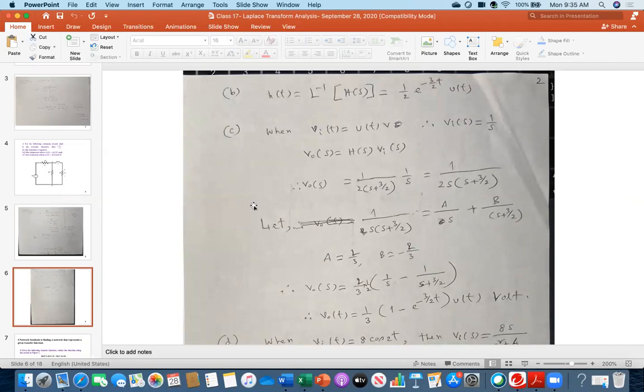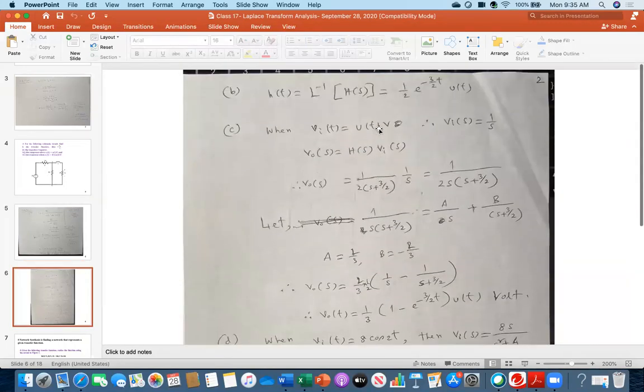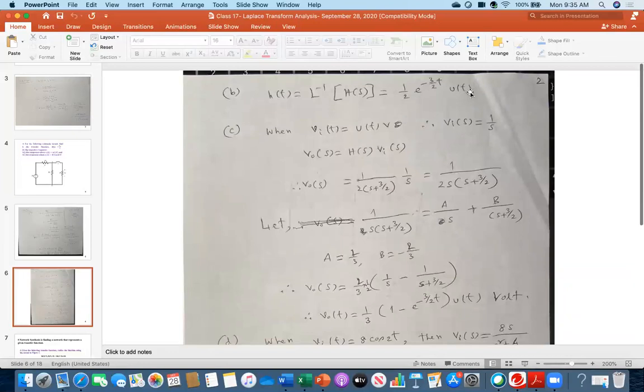So what was my H(s) in the previous step? Look at the very last line. Everybody see, this was my H(s), one over 2 times (s plus 3/2). Now if this is the Laplace function, then in its inverse transformation, e to the power minus 3/2 t, just by looking at this one. So that is directly what I'm writing. And then u(t). Everybody, could you follow me? This inverse Laplace transformation? Yes. Yeah, great.